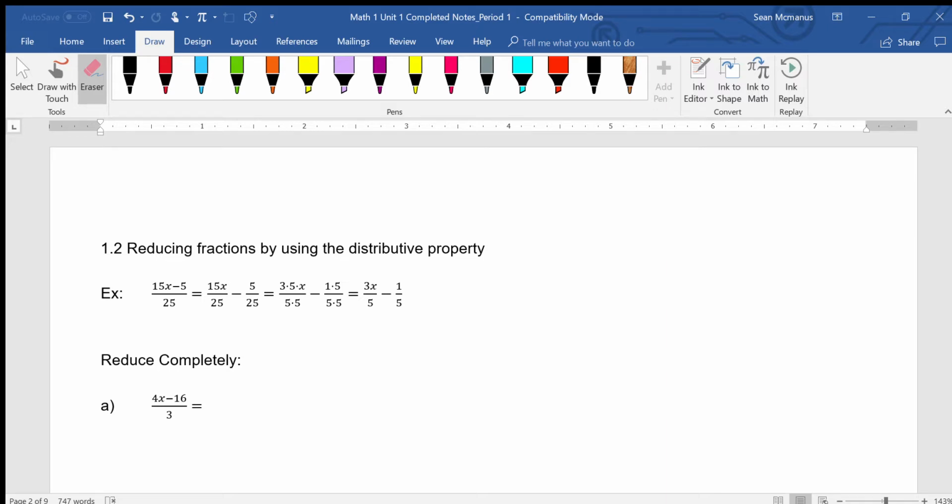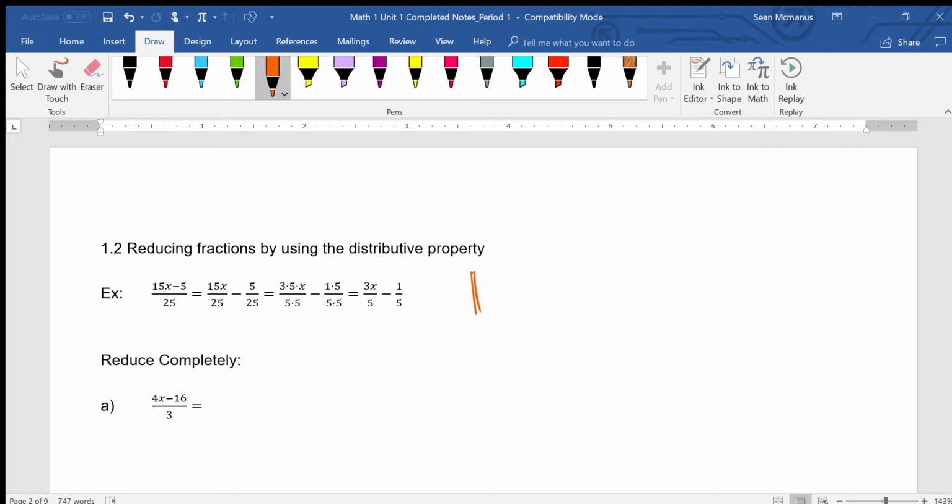Okay, so section 1.2, reducing fractions by using the distributive property. This is going to expand on our ability to reduce fractions, but they're a little bit more complicated now because it will include a variable in the expression. I think maybe the easiest way to start, before we even look at our example here, is to remind ourselves what happens when we add fractions, right?